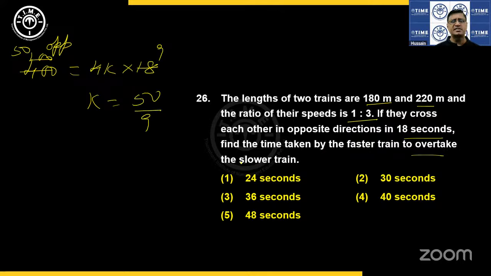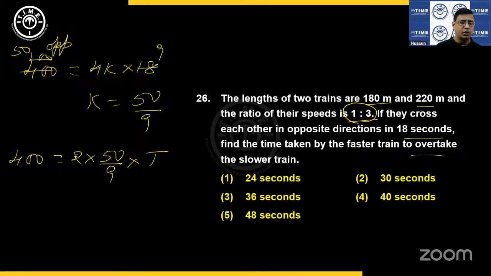When they are moving in the same direction, the distance remains same. But in opposite directions, the relative speed is equal to the sum of their speeds. When they are moving in the same direction, overtake means same direction, the relative speed is equal to 2k. 2k means 2 into 50 by 9. And what to find? Time. How much time is t?